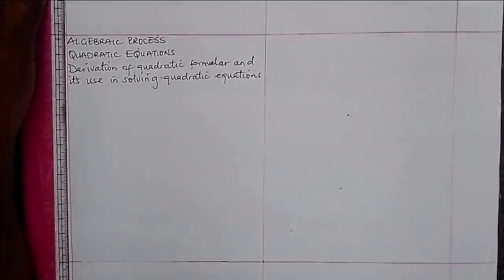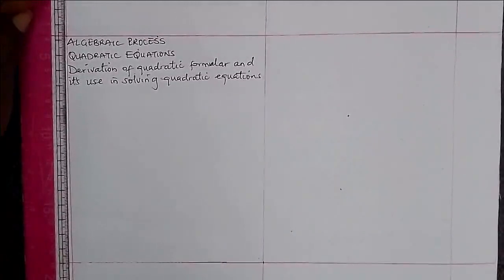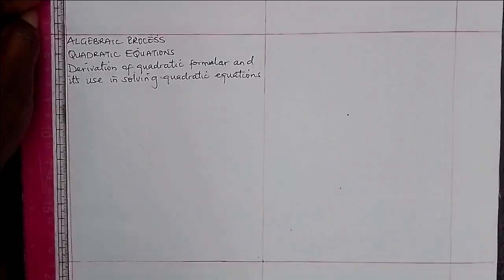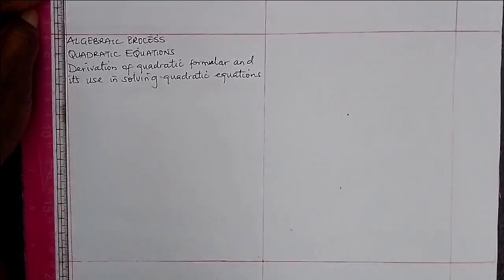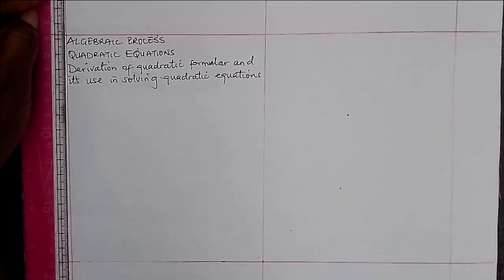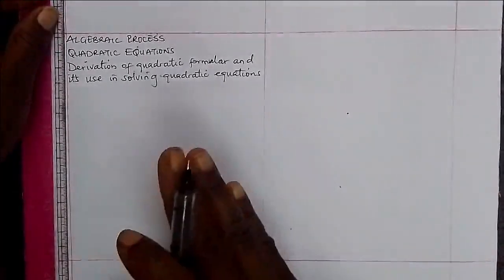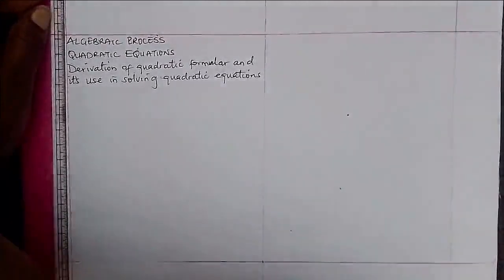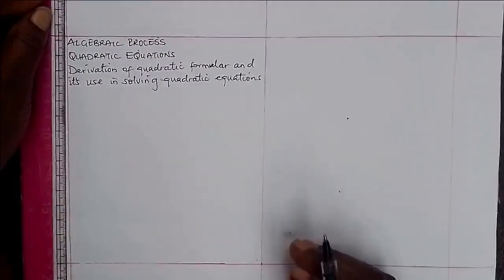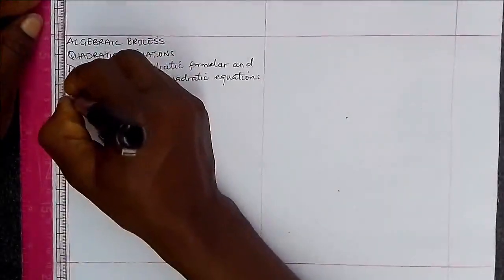Still on quadratic equations under algebraic process, we are going to learn how to derive the quadratic formula and then use the quadratic formula to solve quadratic equations. The quadratic formula can be used to solve any kind of quadratic equation, whether it can be factorized or not. Okay, so now we recall the general form of a quadratic equation.